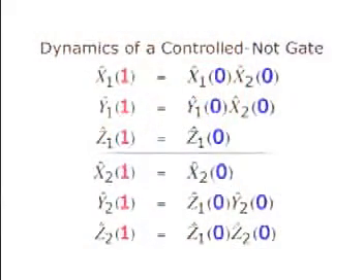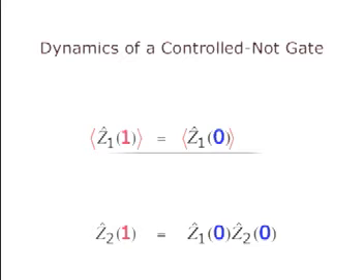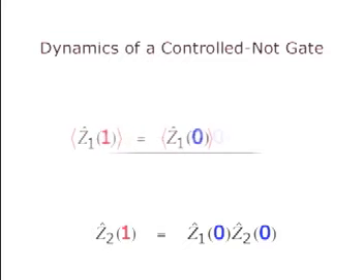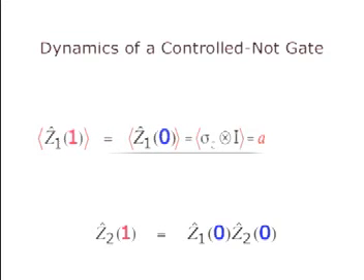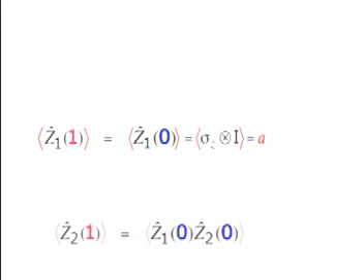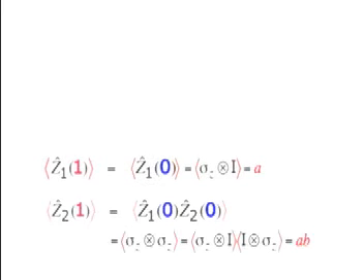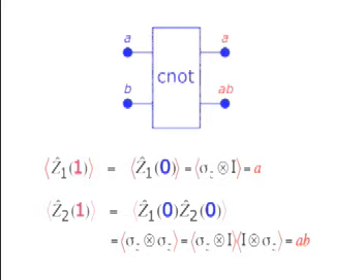So, what do we predict for the output of the controlled NOT gate where the inputs were sharp? Well, the control observable z1 has the same expectation value at time 1 as it did at time 0, namely a. And since a is plus or minus 1, that means that z1 is still sharp with the value a, which is correct. z2 is sharp as well, but its value has changed. It's now ab, just like the target bit of a classical controlled NOT gate.